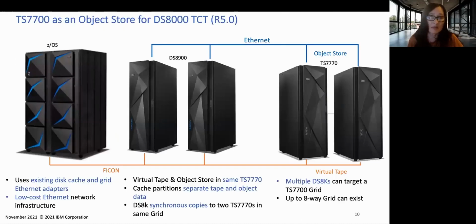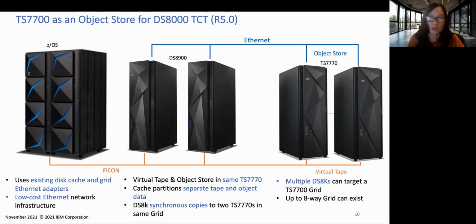So just some key things about our previous release that are still pertinent and that we will be driving off of. This uses your existing cache. It uses your existing gridded Ethernet adapter. So you don't have to add any additional cache storage or anything like that. We utilize the same cache partitioning that we do today for if you have a physical tape or a cloud behind the 7700, we separate that data utilizing cache partitioning. We leverage cache partition for these objects and separate the data in that fashion.